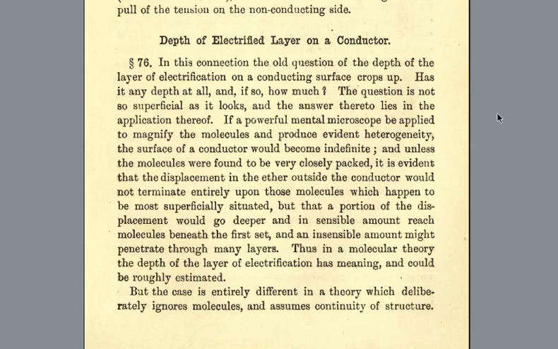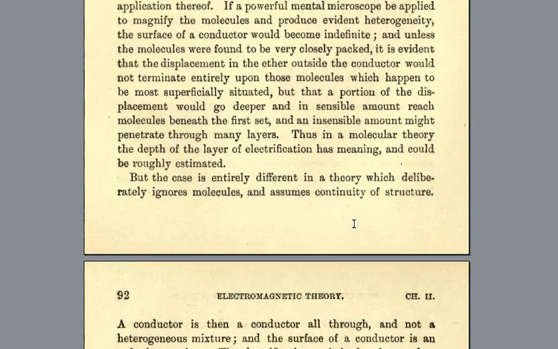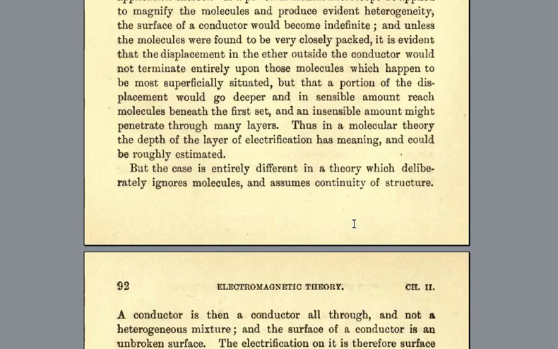Thus, in a molecular theory, the depth of the layer of electrification has meaning and could be roughly estimated, but the case is entirely different in a theory which deliberately ignores molecules and assumes continuity of structure. A conductor is then a conductor all through and not a heterogeneous mixture, and the surface of a conductor is an unbroken surface. The electrification on it is therefore surface electrification and has no depth. For it to be otherwise is simply to make nonsense.